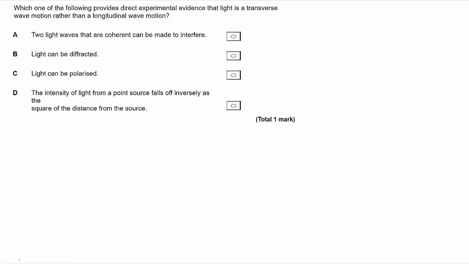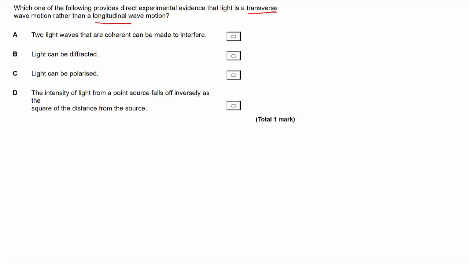All right. Final question. Pause the video, read the question. Right, this one's actually quite an interesting question. It says, which of the following provides direct experimental evidence that light is a transverse wave rather than a longitudinal wave? It's transverse rather than longitudinal. It's not asking which one is proof that light is a wave, because really I think all of these could be used as proof that light is a wave. We're trying to distinguish between transverse and longitudinal.